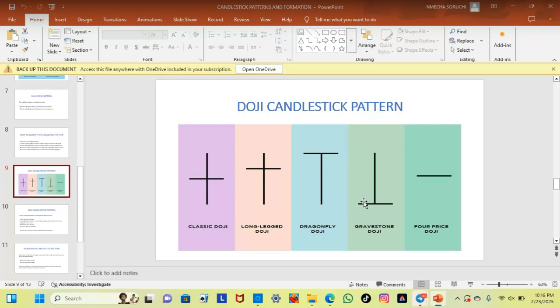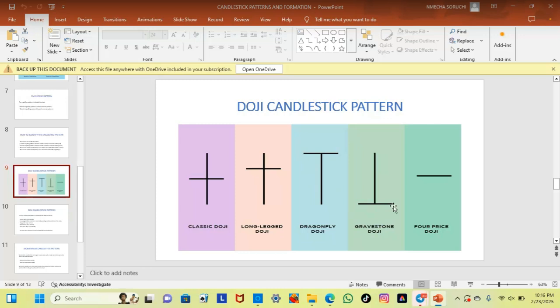While the gravestone doji is the opposite of the dragonfly. That is, it is a bearish reversal pattern. Consider the body of the candle is at the bottom for the gravestone doji.